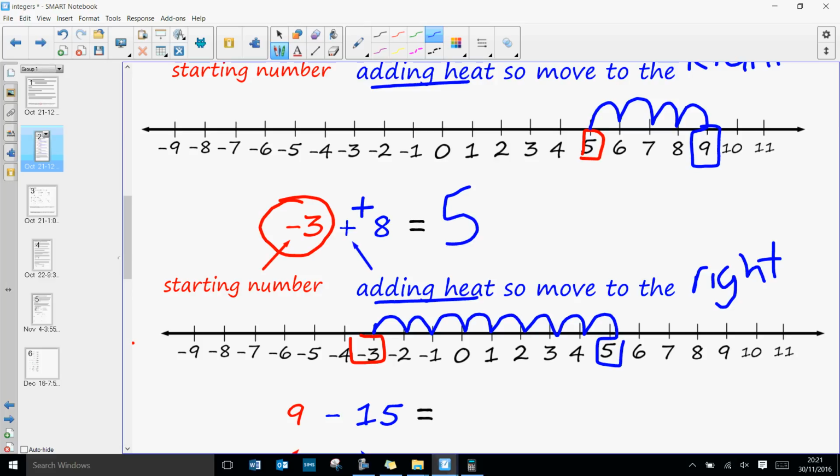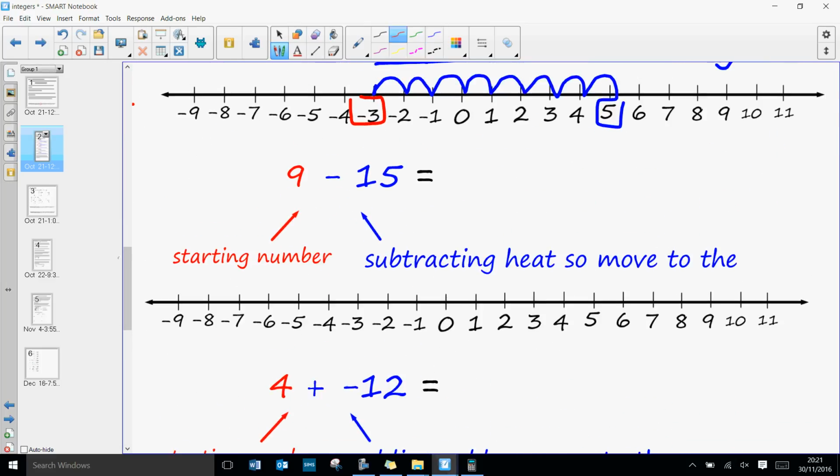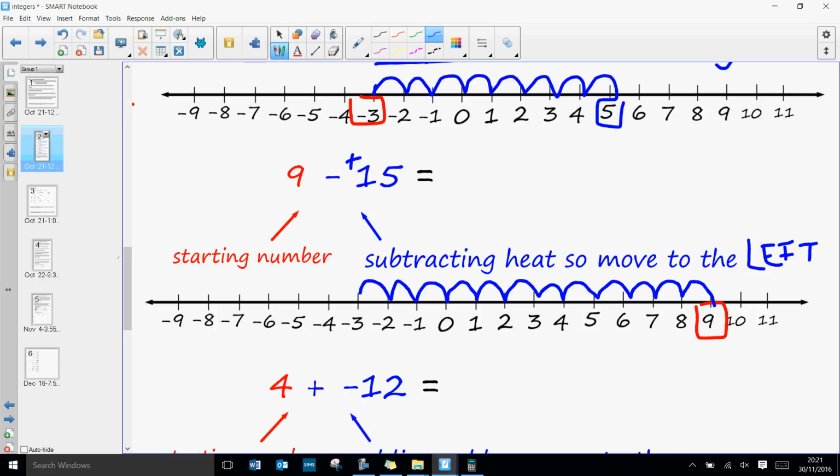The next question, we are starting at the number 9. And for this one, we are subtracting heat. We know if we subtract heat from something, it gets cold. So we're going to this time move to the left, and we're going to move to the left 15 places. So 1, 2, 3, 4, 5, 6, 7, 8, 9, 10, 11, 12, 13, 14, 15. We get -6.